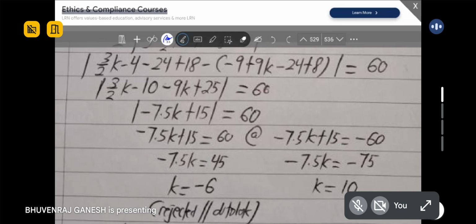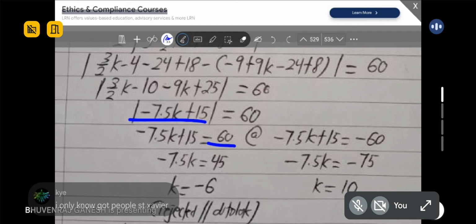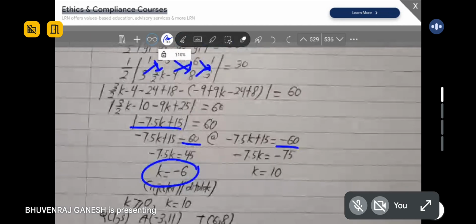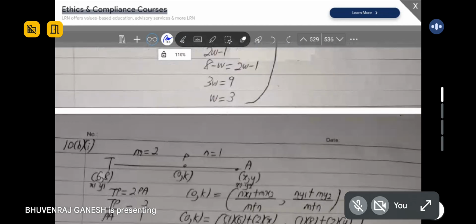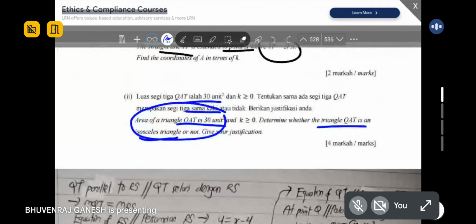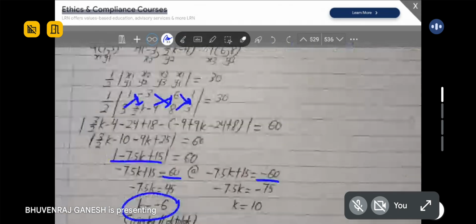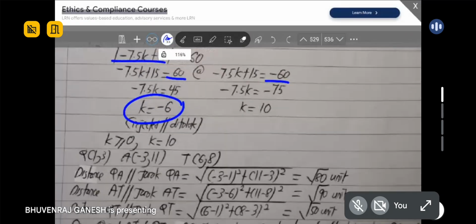Okay, so for this one, you have to solve for the K, guys. Nilai K. So that means you break the modulus. You will actually get two values, positive 10 and negative 10. The negative value of K you must reject. Tolak. Why? Because the question says your K value is greater than or equal to 0. Can you see? You need to follow the question, ikut soalan. So that's why you only accept K equal to 10.